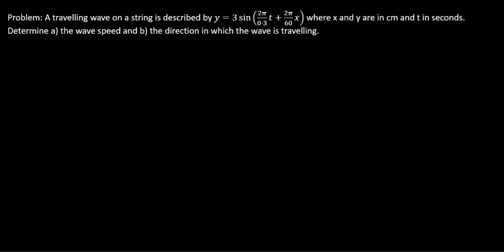In order to explain these things better, let's look at the following problem. A traveling wave on a string is described by that function. X and y are in centimeters, so that is x and that is y. T is in seconds. Determine the wave speed and the direction in which the wave is traveling. In order to get the wave speed, we need to know the frequency and the wavelength.